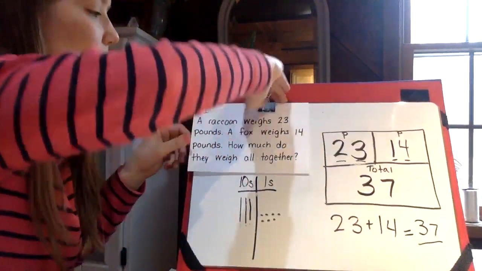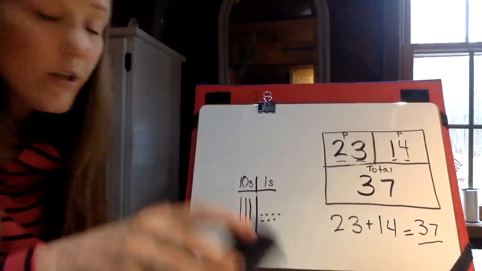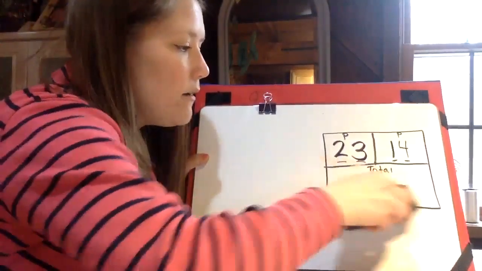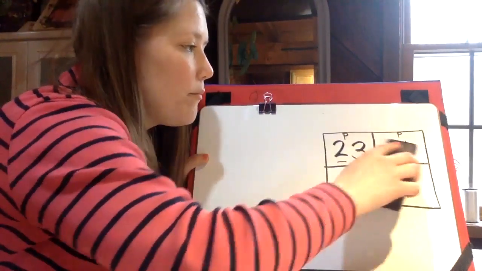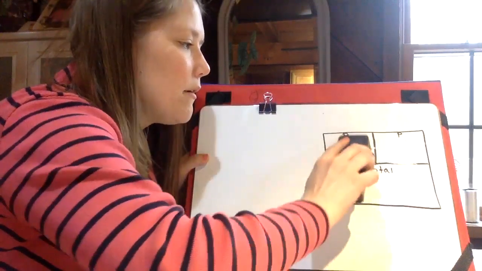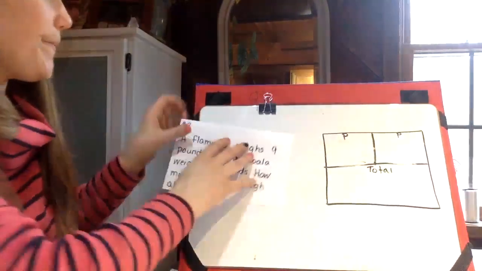We're going to flip this over, clear your board, clear your number grid, and we are going to work on problem number 2.